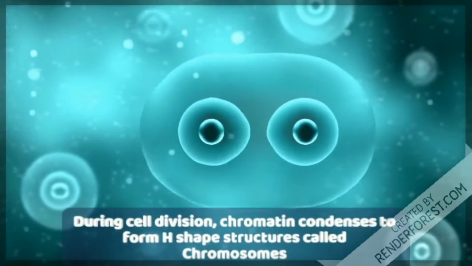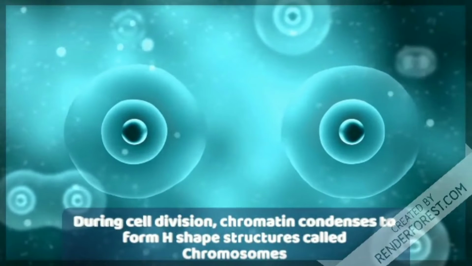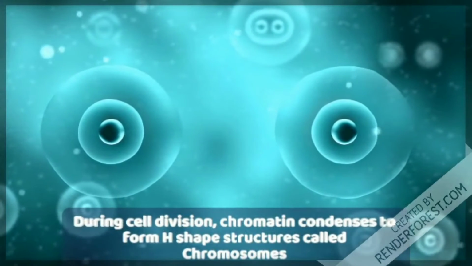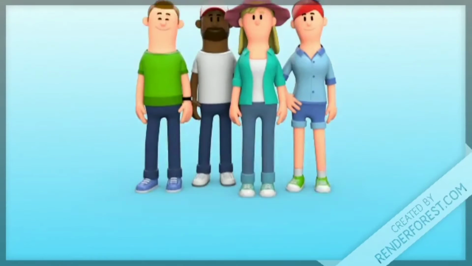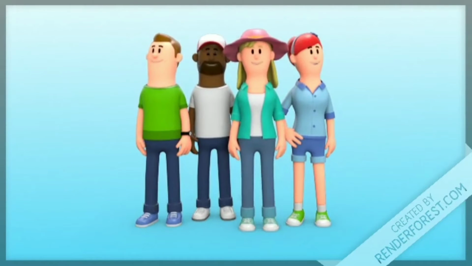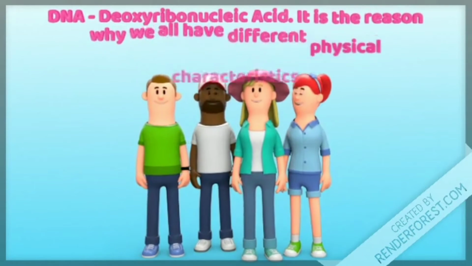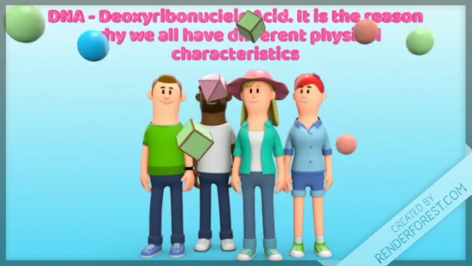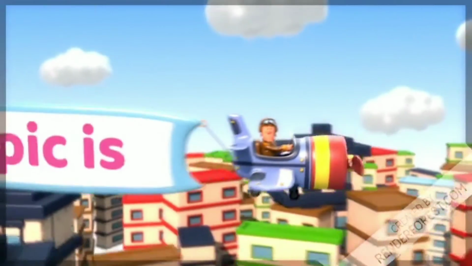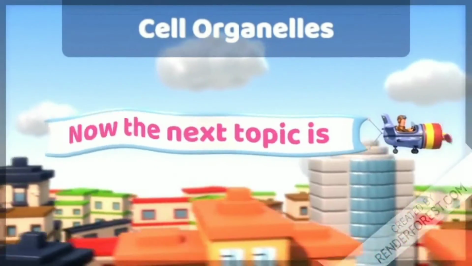During cell division, chromatin condenses to form H-shaped structures called chromosomes. Chromosomes are made up of DNA and proteins. DNA is deoxyribonucleic acid. It is made up of genes, and it is the reason why we all have different physical properties. Now the next topic is cell organelles.